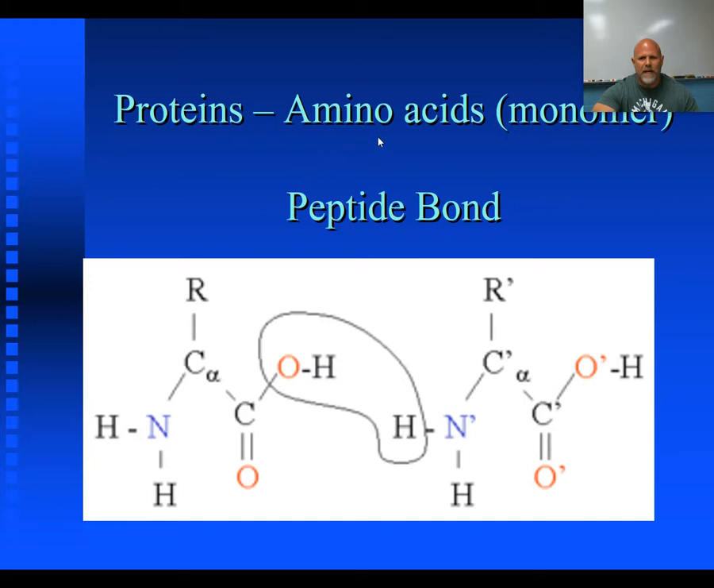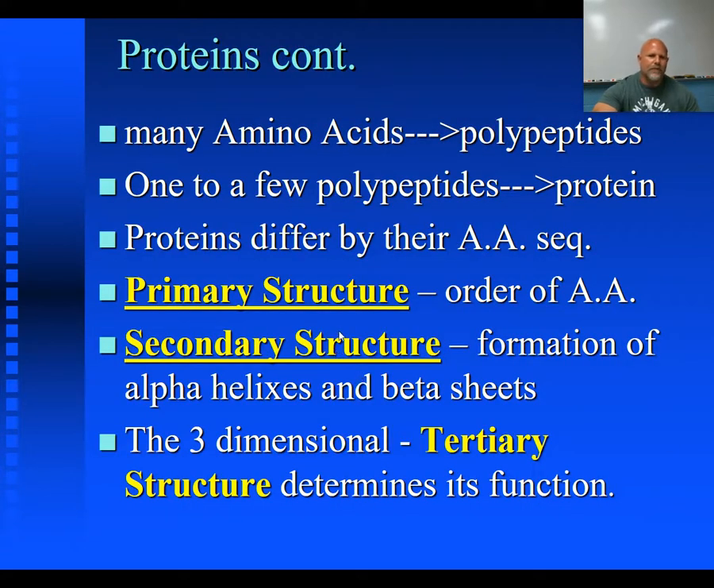Okay, so amino acids are the monomer for protein. When 2 amino acids bond together, they form a peptide bond, and we lose water, so dehydration, and we form a bond, so it's synthesis. So we've got another case for dehydration synthesis right here. When we have a bunch of amino acids connect together, we form a polypeptide.